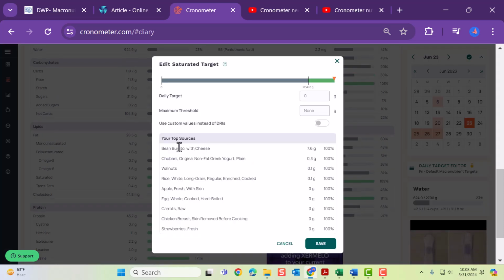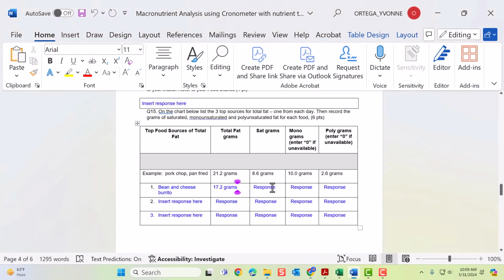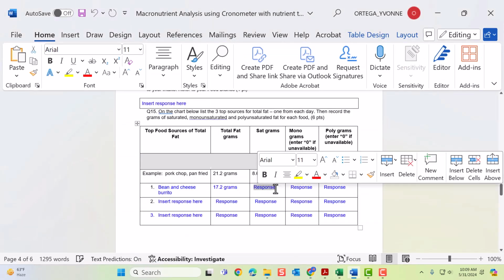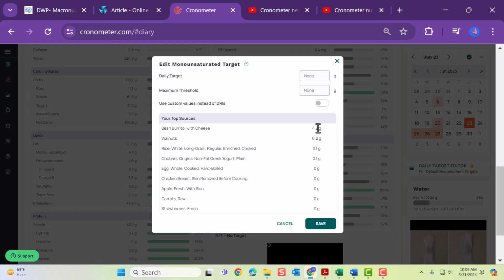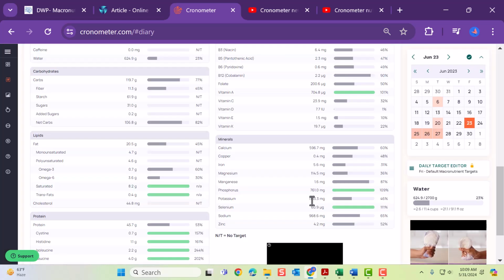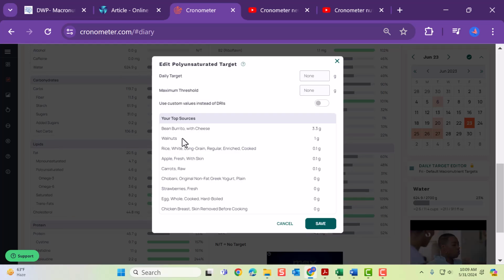It'll tell me that the bean and cheese burrito has 7.6 grams. So I'm going to write that in. And mono, the bean and cheese burrito had 4.2. I'm going to write that in. And then poly, bean and cheese burrito had 3.3.